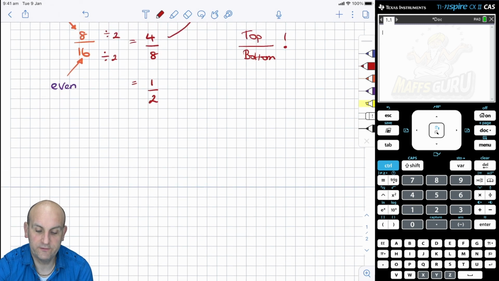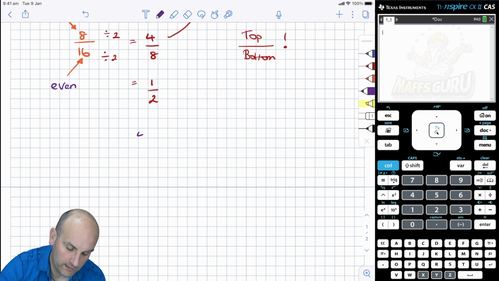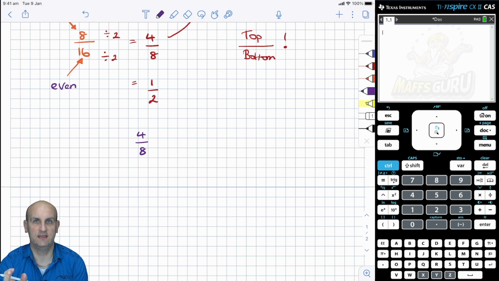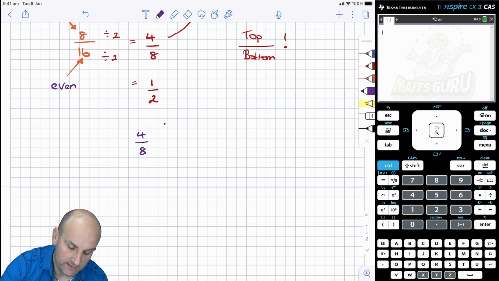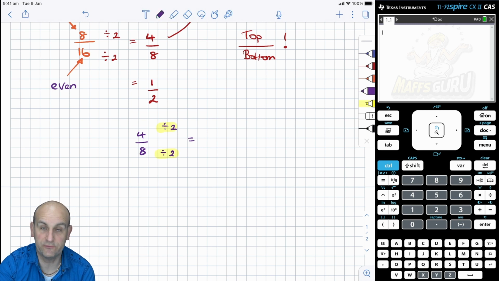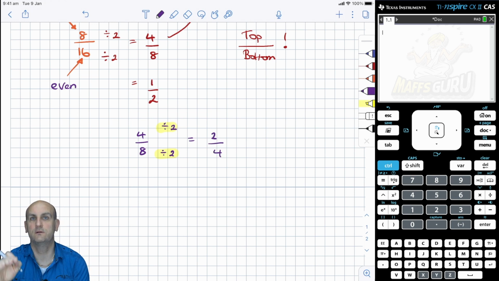But what if I wanted to just keep cancelling it down? Well, I've got 4 on 8. Remember, we do to the top and the bottom exactly the same thing. They're both even numbers, so I tend to halve it. So again, I always write the divide by 2 and the divide by 2 on the top and bottom just to remind me so that I don't make a mistake. 4 divided by 2 is 2. 8 divided by 2 is 4. They're even numbers, so I can still cancel down.